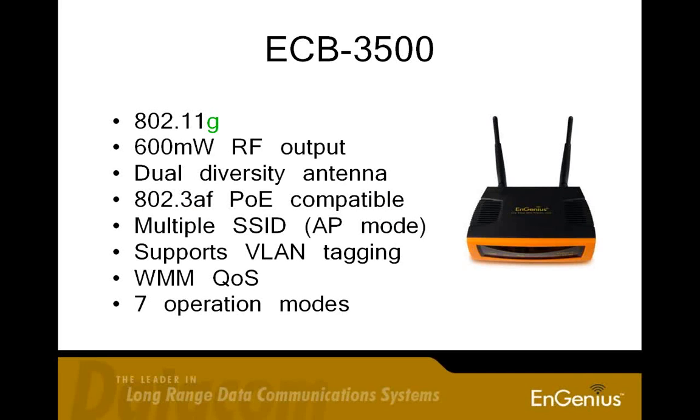Here are some of the specs for the ECB 3500. This is an 802.11g access point / client bridge. It boasts up to 600 milliwatt RF output power. It has dual antenna diversity. It is an 802.3af power over Ethernet capable device. It supports multiple SSIDs and VLAN tagging.